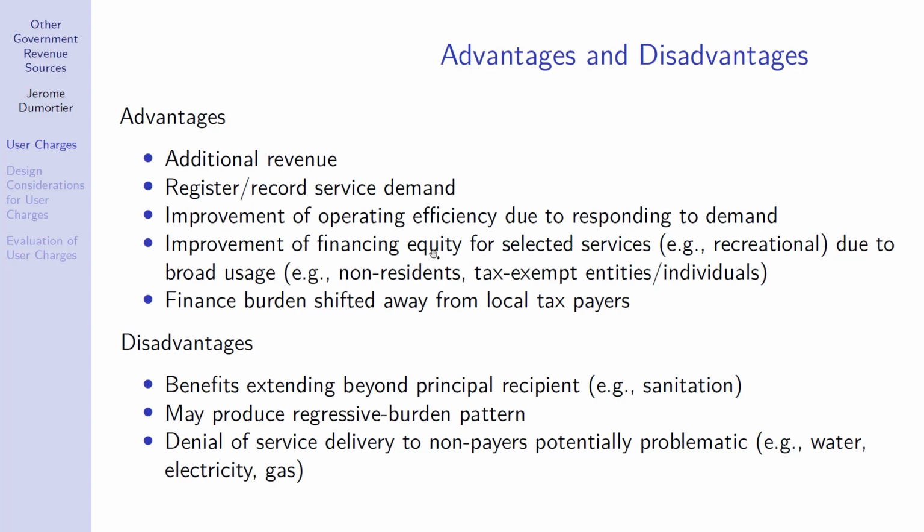When we talked about utilities being subject to user charges, such as electricity, natural gas, or water, if you are denying the service delivery to non-payers, that can be potentially problematic. If non-payers, for example, are low-income households, and you are going to deny them service, this may be a fairness issue and an equity issue.